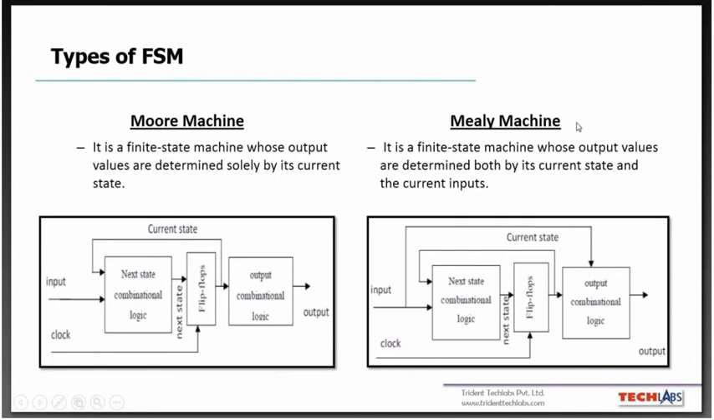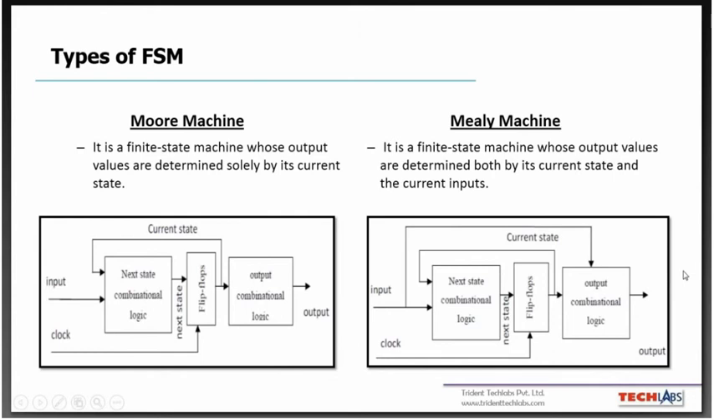Whereas a Mealy machine is a finite state machine whose output values are determined by its current state and the current inputs. If you look at both the diagrams depicted in the presentation, both are one and the same, except that here we have an additional input going to the output combinational logic, whereas in the Moore machine we do not have any such input going from input to output combinational logic. So this is the difference between Moore and Mealy machines.